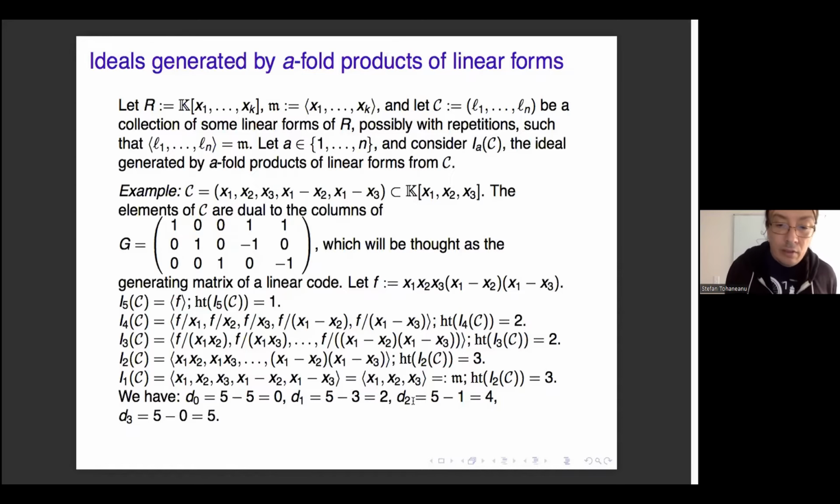D2, so what is the maximum number of columns that will span a 1-dimensional vector space? 3 minus 2 is 1, right? So each column, and we don't have proportional columns, so the maximum number is 1, so D2 is 4. D3, similar argument, you can figure out that there is no column that spans a 0-dimensional vector space. We don't have 0 columns, right? So D3 is 5.